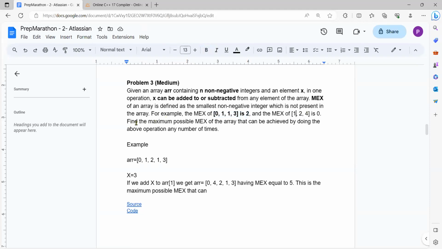So what you have to do is find the maximum possible MEX of the array that can be achieved. So this is your goal, by doing the above operation any number of times. What is the operation? X can be added or subtracted. Okay, give it a try. Very wonderful problem.